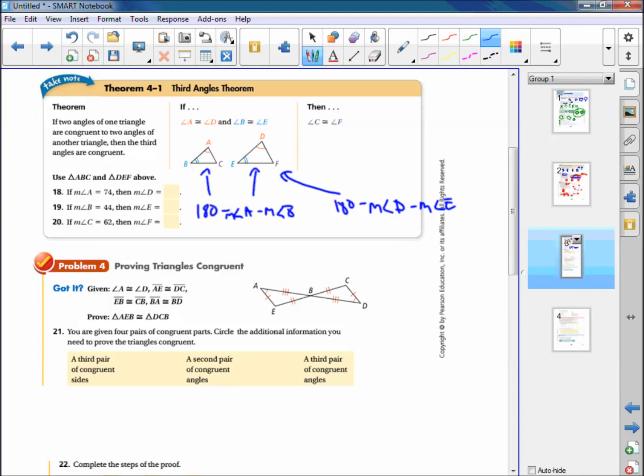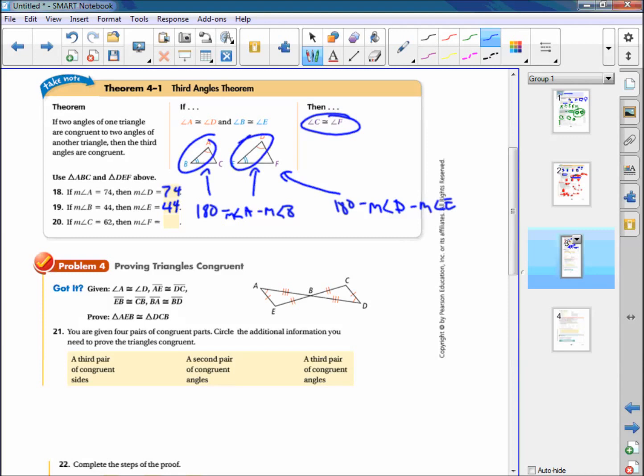Now, since we already know that A and D correspond and that B and E correspond, then we could get the same answer out of this. Okay, so it doesn't matter. So in this case, we can conclude that, hey, if two of them are the same, then C and F should also be the same. All right. So if the measure of angle A is 74, the measure of angle D would also have to be 74. And if B is 44, then E is 44. We get this information because we already were told that those two correspond, so they're congruent.